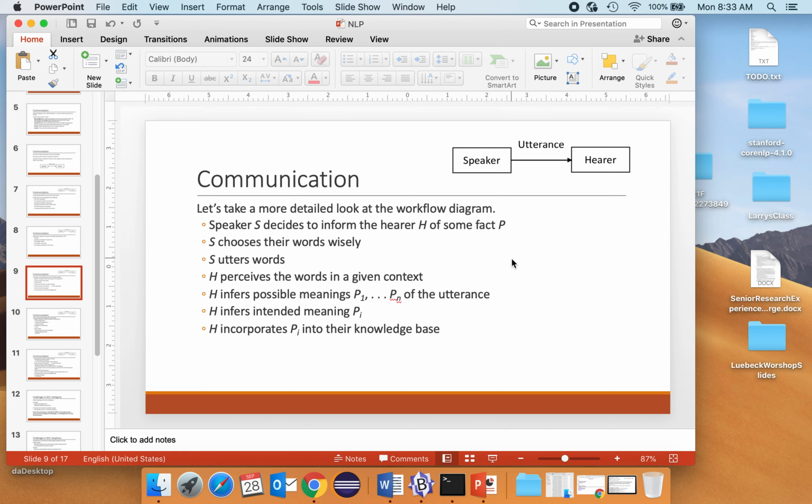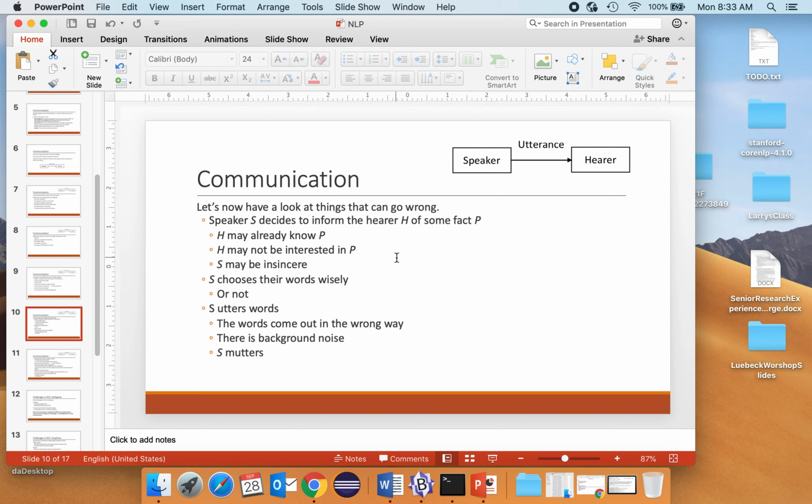Let's have a closer look at the workflow diagram. What are some of the things that need to happen here? Suppose the speaker S decides to inform the hearer H of some fact that they believe to be true. Again, let's assume S chooses their words wisely. S then utters the words. H perceives these words in a given context. H might infer possible meanings of the utterance. Hopefully they think about this a little bit and then decide on an intended meaning from the speaker. And then eventually they incorporate something into the knowledge base, either the fact or maybe something about the speaker.